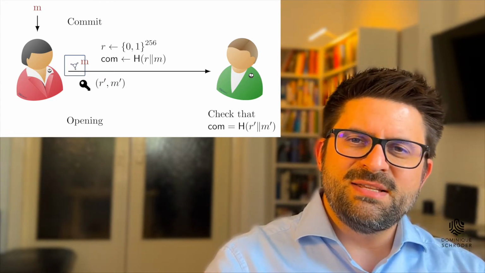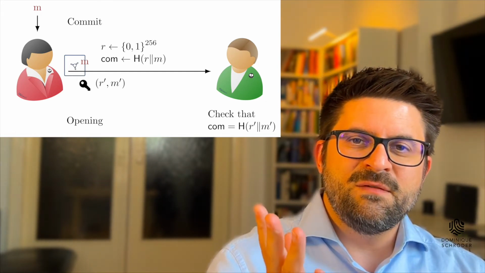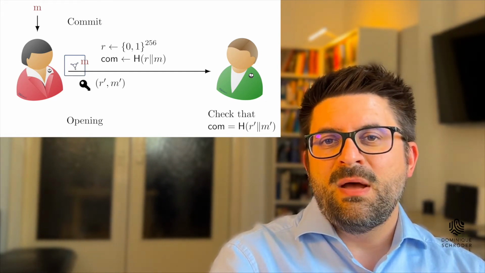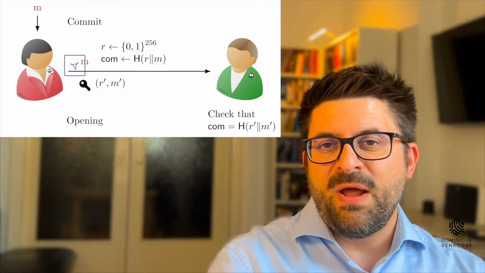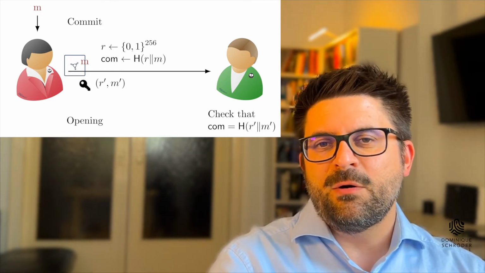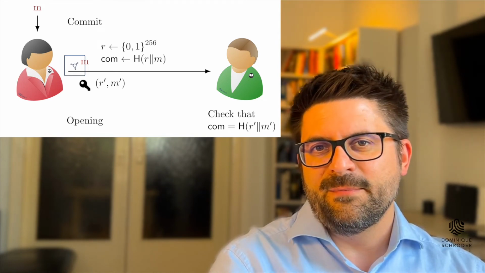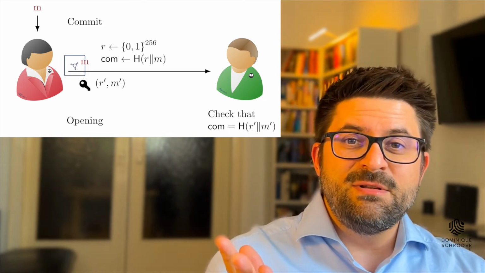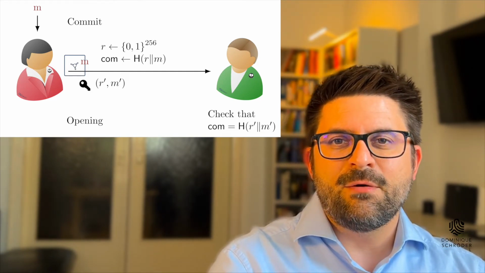So if she tries to find a different message m prime, then it essentially means that we have two different values, m and r, from the commitment, and a second pair, m prime and r prime, and they both must match to the same output of the hash function. Otherwise, Bob will not accept this as a valid opening. Now, if she's able to do this, it essentially means that she can break the collision resistance of the hash function directly.